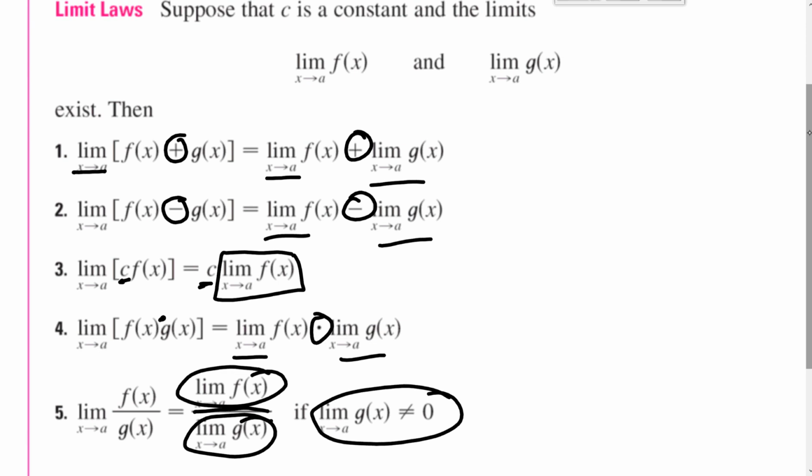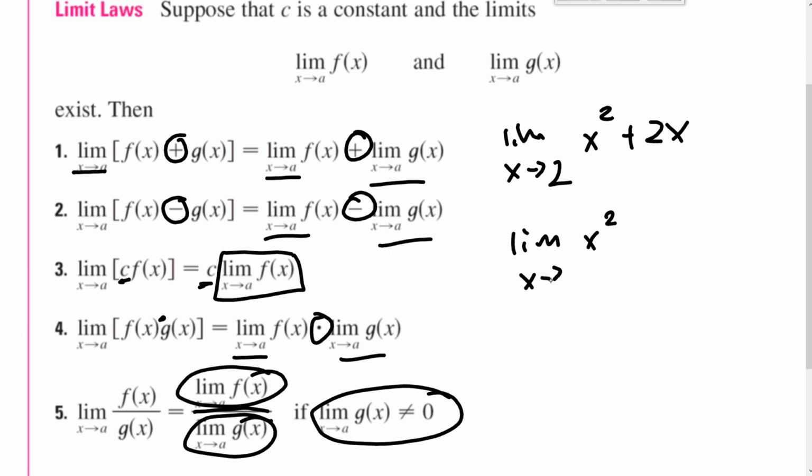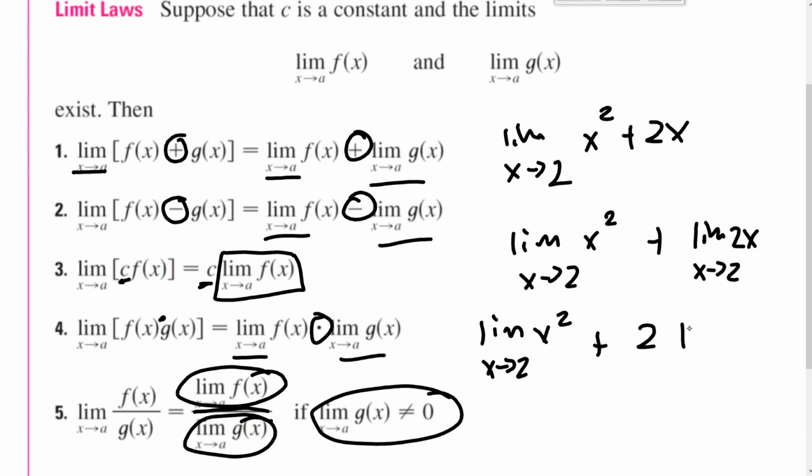So basically any kind of addition. If I'm taking, say, the limit as x goes to 2 of x squared plus 2x, then I could just take the limit of x squared as x goes to 2, and then add the limit of 2x as x goes to 2. Then it's multiplying 2 times x, so I could really separate that one. So this whole thing could be separated like this: 2 times the limit of x as x goes to 2.